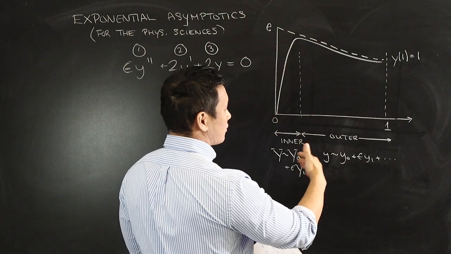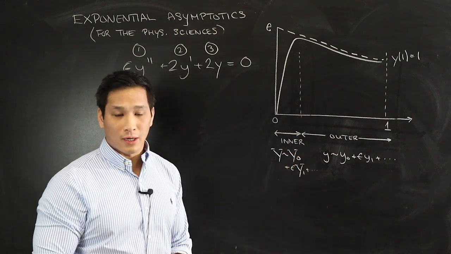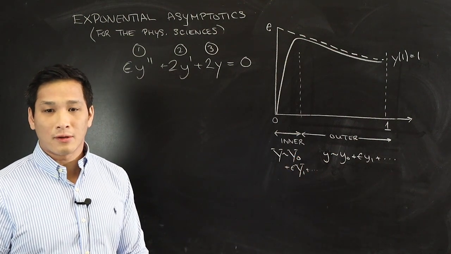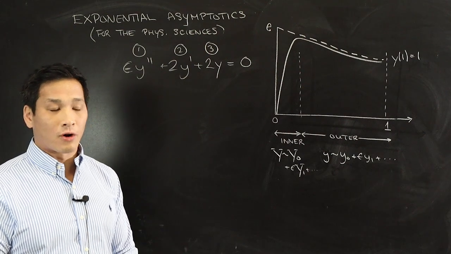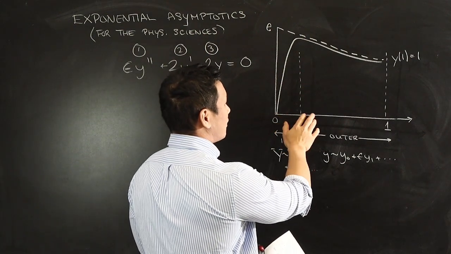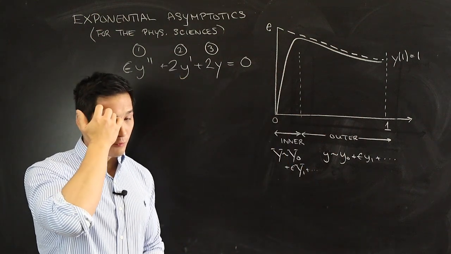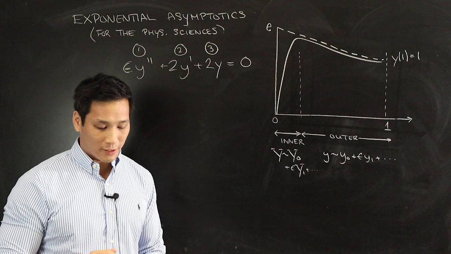Once you do that, you then have constants of integration that you need to figure out by matching. And that's what we were hoping to talk about this lecture, the matching between the inner region and the outer region. And this is really interesting for reasons that we'll see shortly.